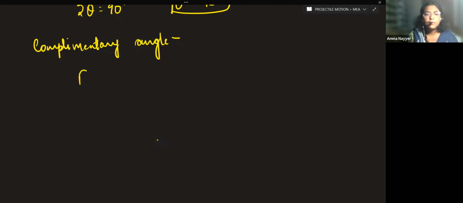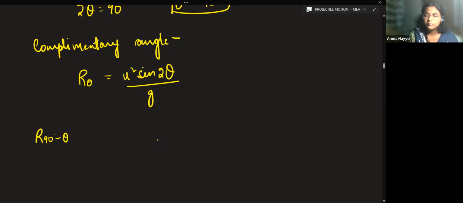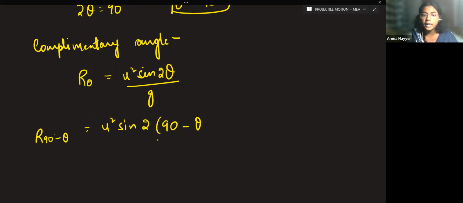So the formula of range of motion at any angle theta is u square sine 2 theta divided by g. Now, if I take the complementary angle, 90 minus theta, since the sum of that angle x plus theta is 90 degrees, x will be 90 minus theta. This will be u square sine 2 times (90 minus theta) divided by g. So I have 2 equations. Now let's expand the second equation first.